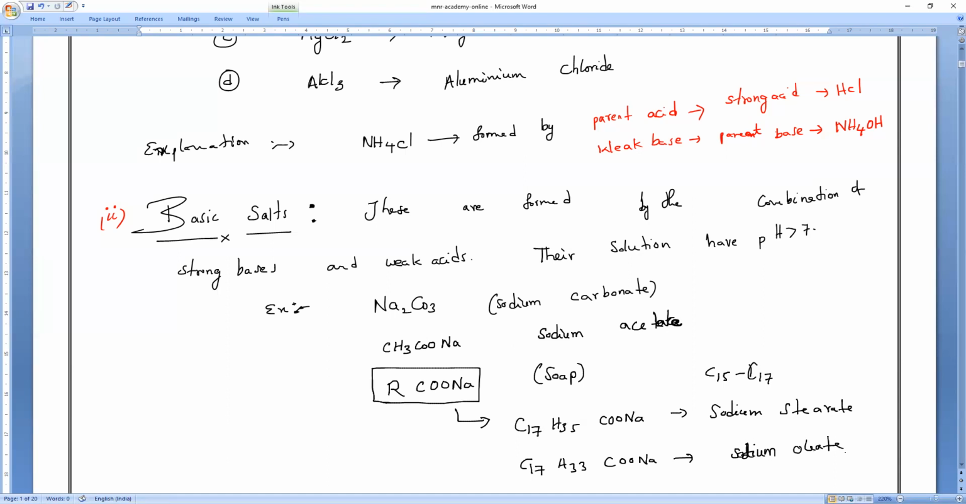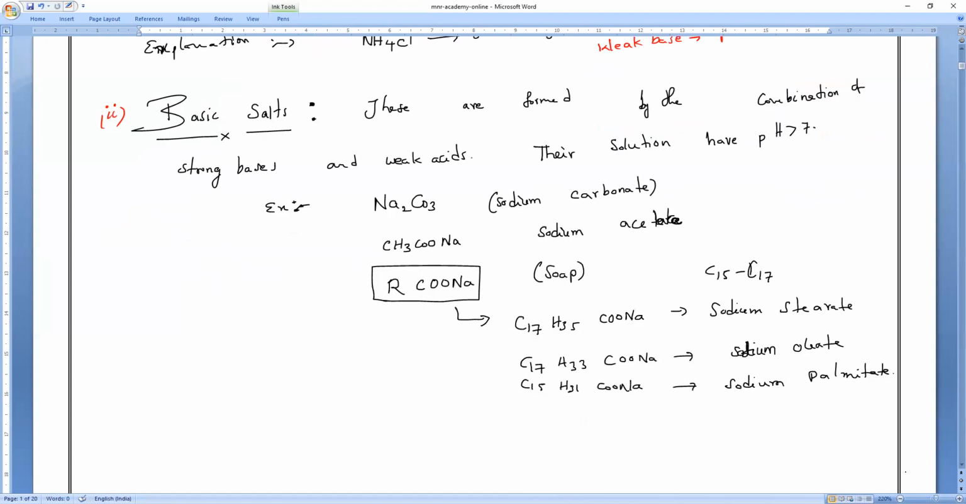Sodium oleate. And in the same way, C15H31COONa. This is sodium palmitate. These all are examples of what? Soap. Basic salts. These all 3 are basic salts only. Whatever soap you are using, if you check the composition, the carbon number definitely varies from C15 to C17. You might understand here.